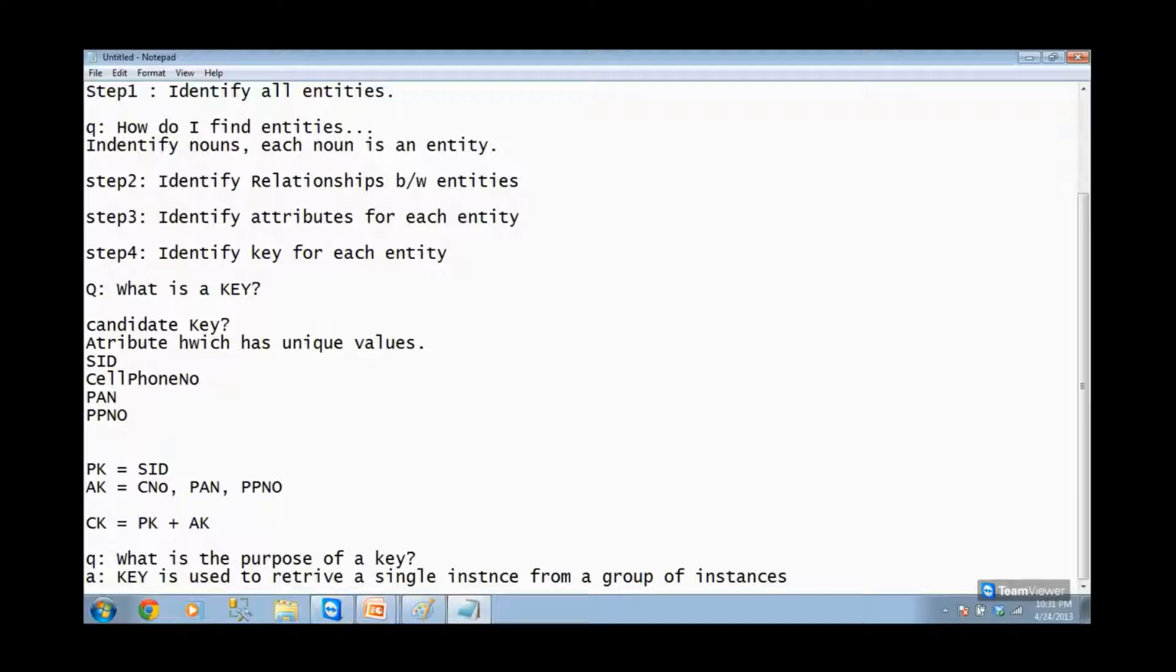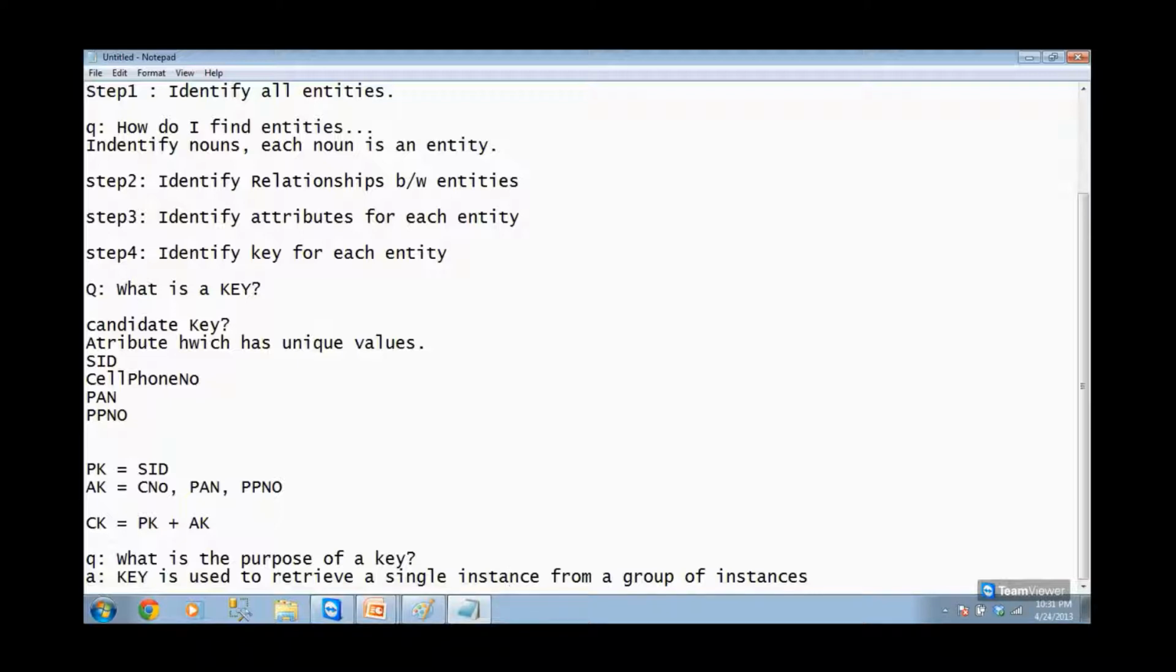Okay, so a key is used to retrieve a single instance from a group of instances. That is the purpose of a key. A key is not mandatory for each and every entity, but it is recommended to have. If you have one entity, that is good.